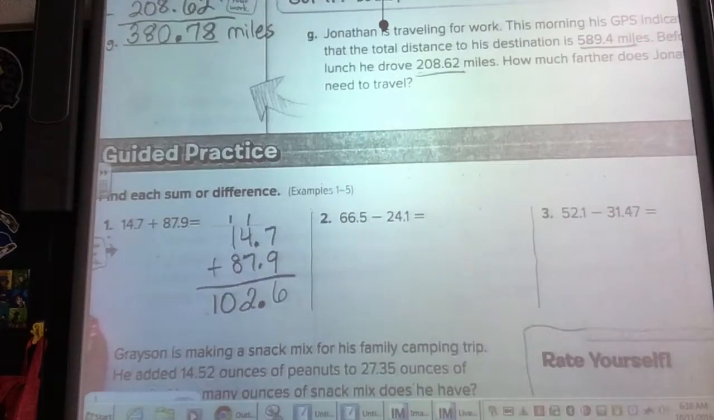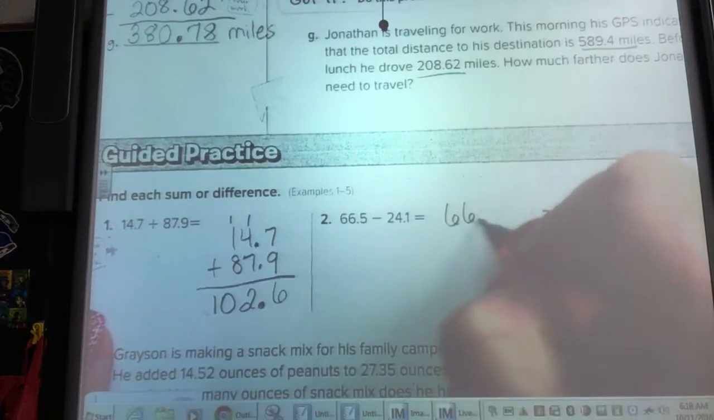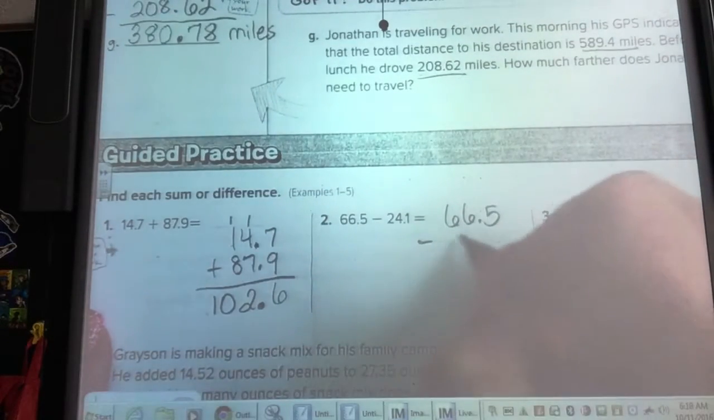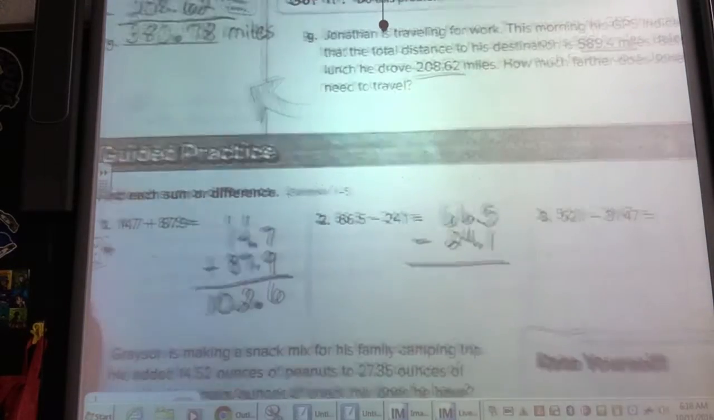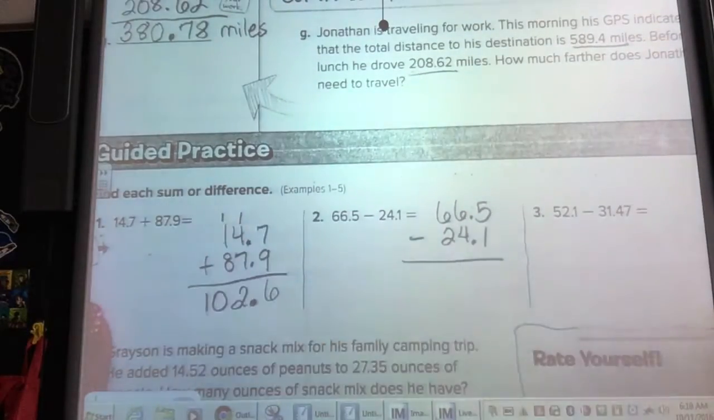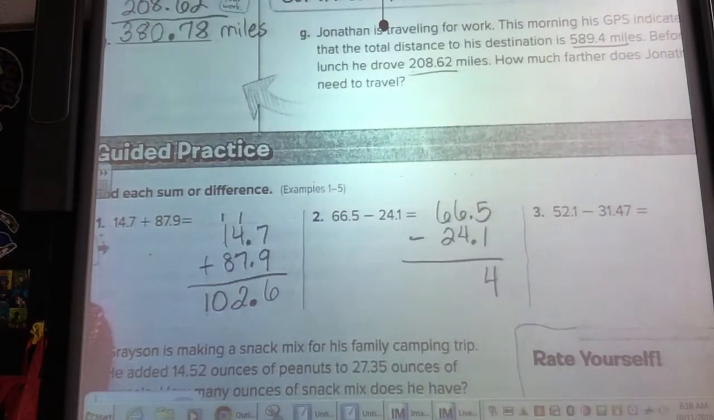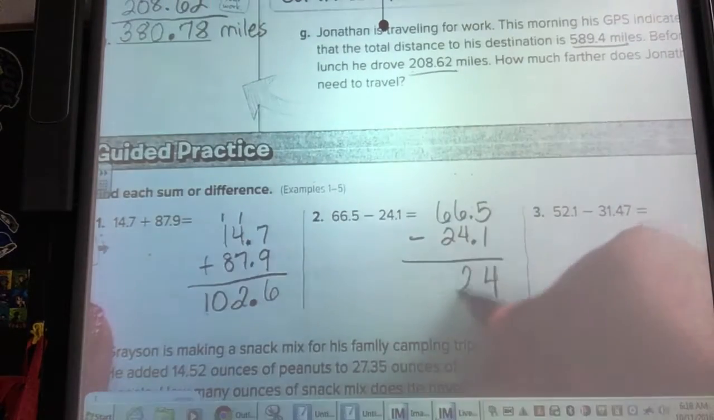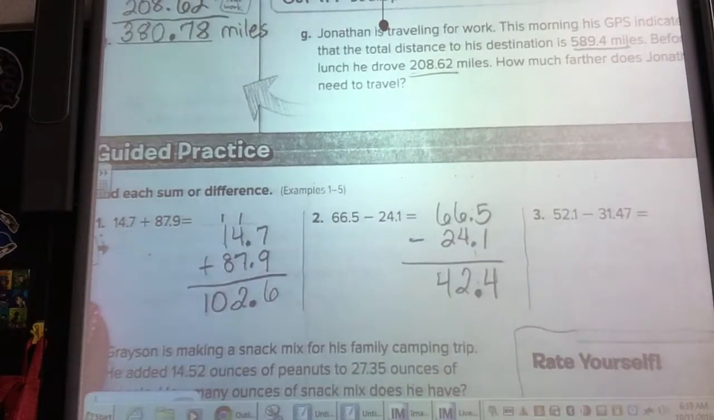All right, 66.5 minus 24.1. That bigger number has to be on top. 66.5 minus 24.1. Let's subtract. Look, we've got our decimals lined up, so that's good. 5 minus 1 is 4. 6 minus 4 is 2. We bring down that decimal so we don't forget it. 6 minus 2 is 4. We end up with 42.4.